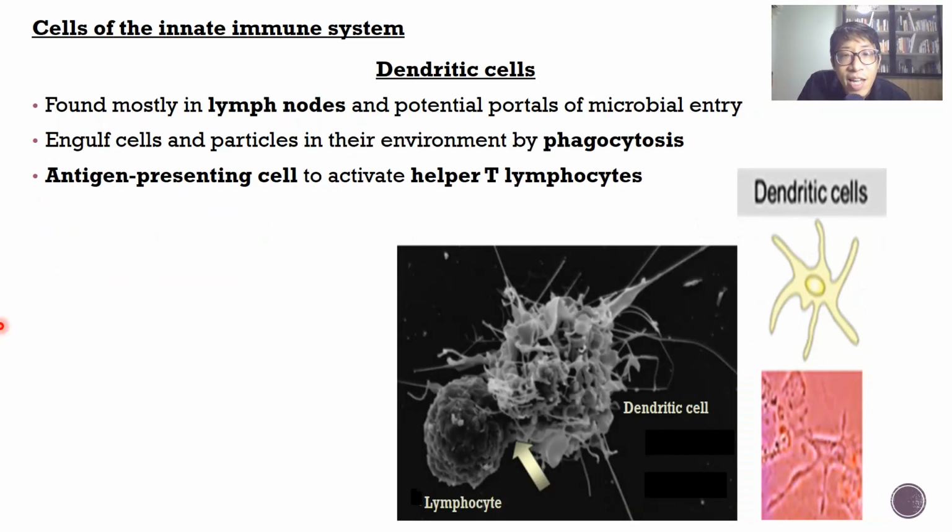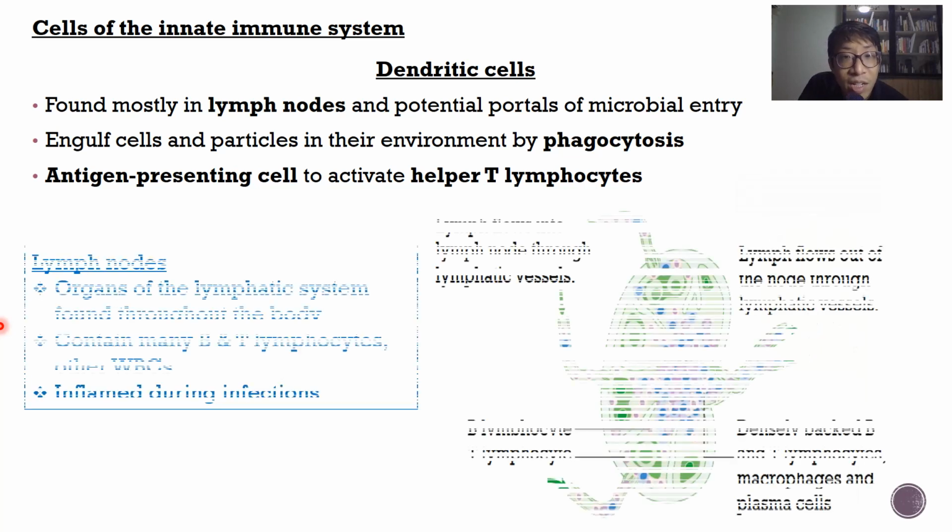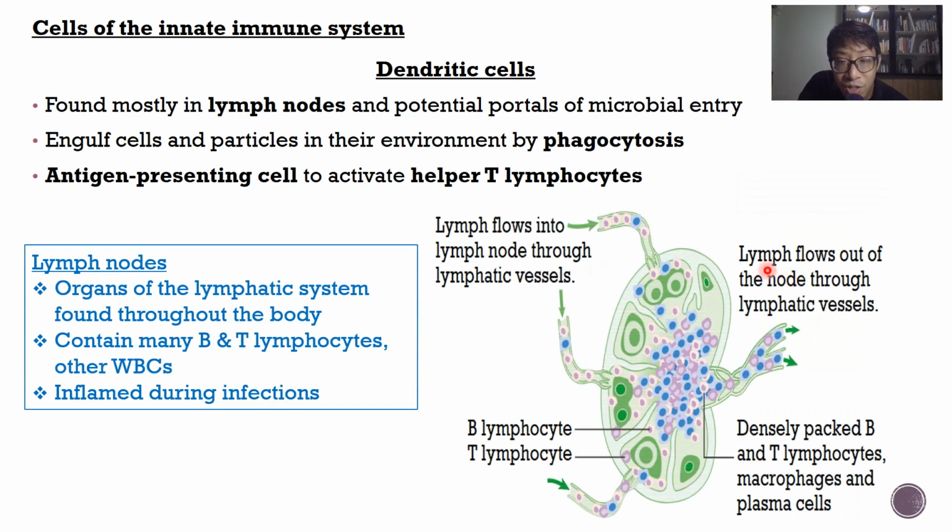Next one would be the dendritic cells. These are found mostly in the lymph nodes. Lymph nodes are part of the lymphatic system that we have looked at earlier. These are places where the lymph from different lymphatic vessels drain into.